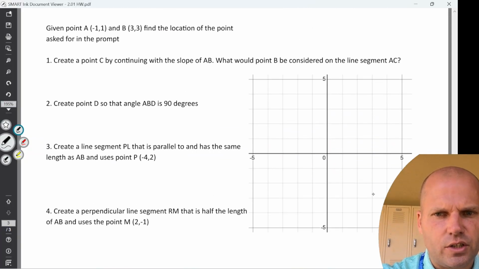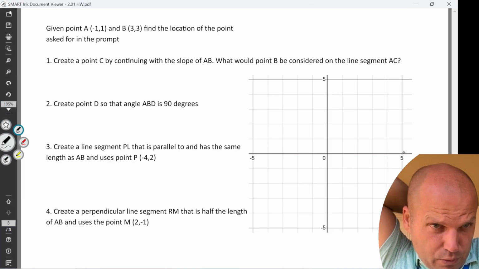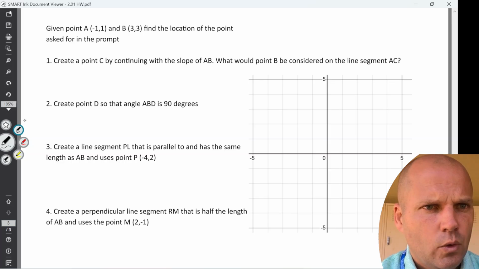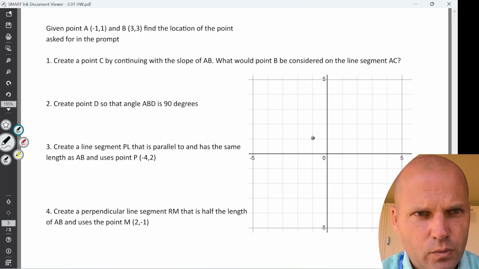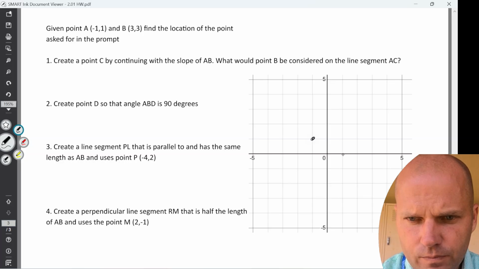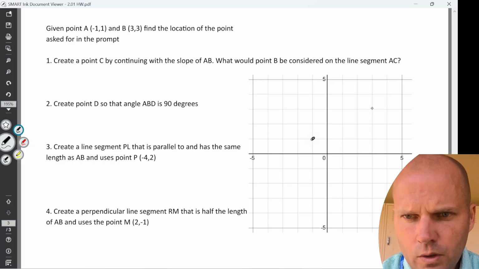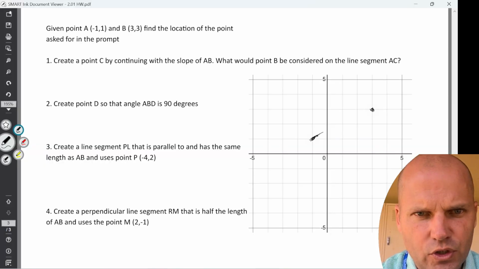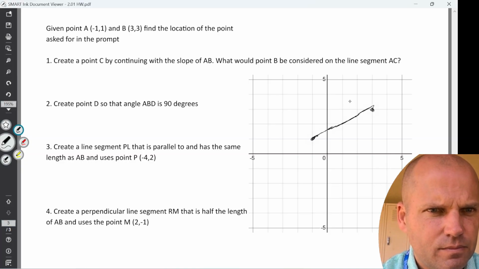Okay, a couple more questions. Little challenging prompts. We'll see if they're challenging. We have point A at -1, 1. We have point B at 3, 3. So 3 to the right and 3 up. Create point C by continuing with the slope of AB. Would point B be considered on the line segment AC?